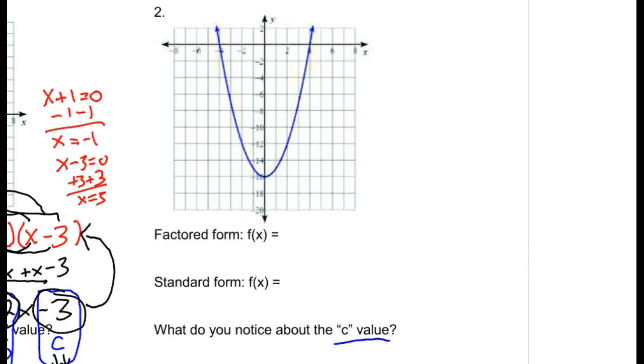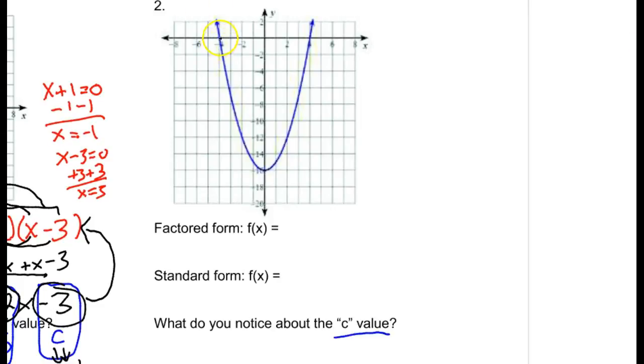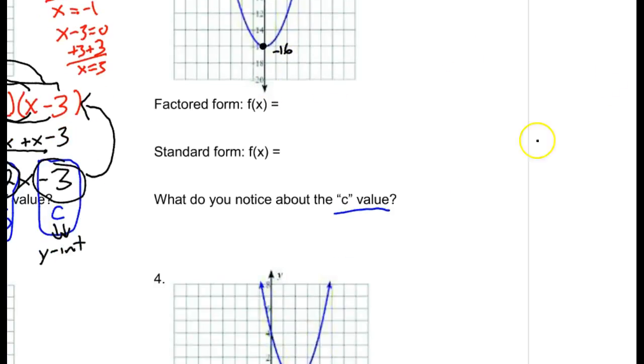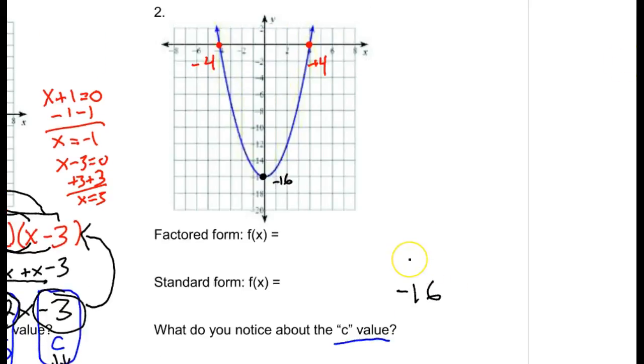Looking at this, okay, what are the two x-intercepts? Okay. It's kind of hard to read them, so that's -4, and that's +4. Okay. And you already know what you should get for the y-intercept. That's -16. So that means down here, after we finish doing the standard form, the last term should be -16. And that's the c value. It's the same as the y-intercept. So we already know by looking at the graph that whatever equation we get, it should end with -16.